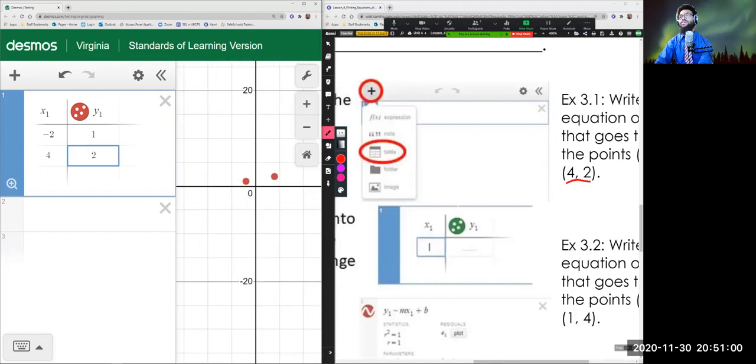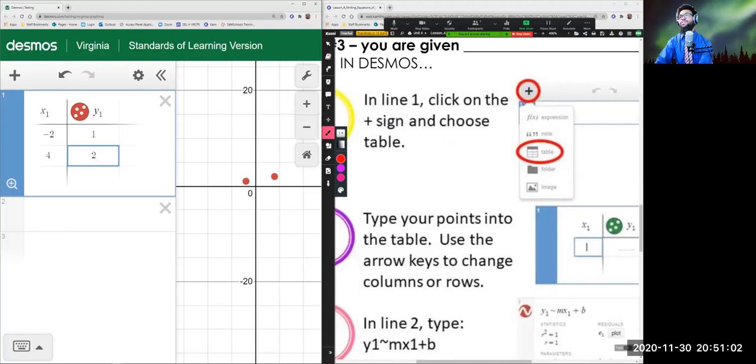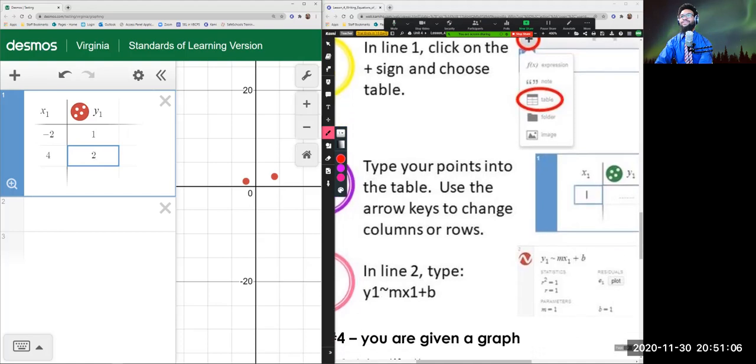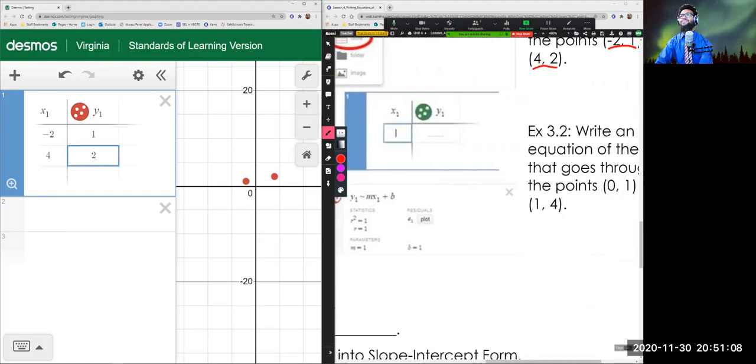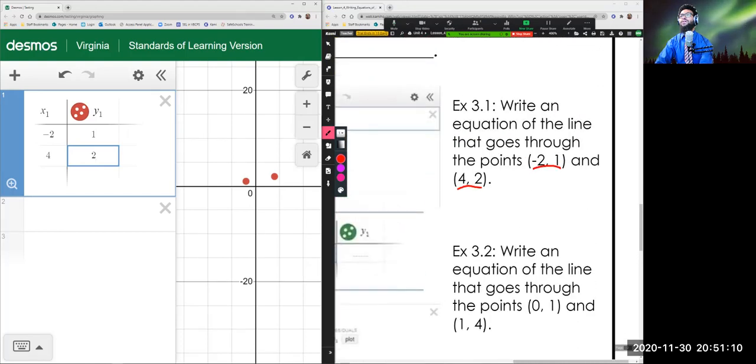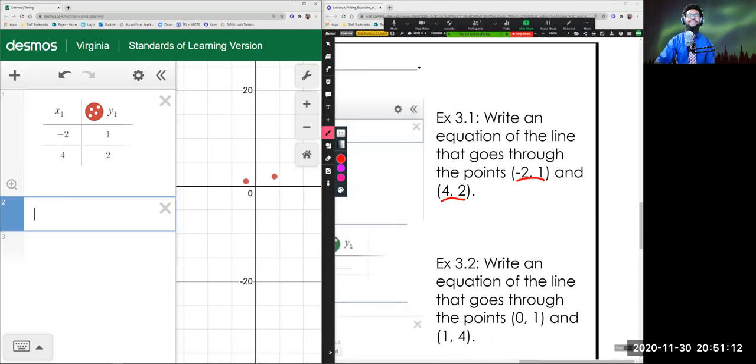If you want to look back over here, step 1 was put in the table. Step 2 was to type the points. We just did step 2. And now the last step, step 3. All right. Look at what I type in the Desmos screen so that way I don't lose you.